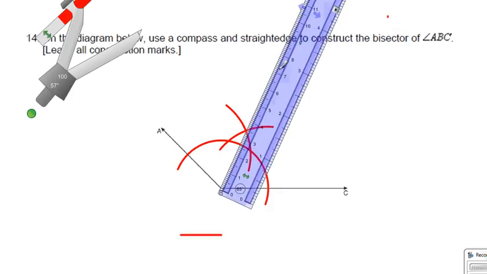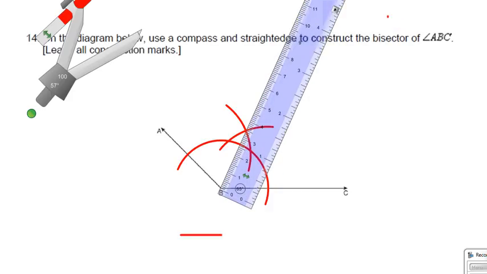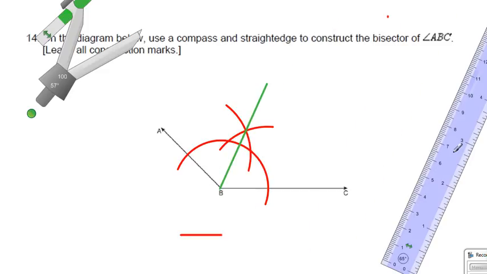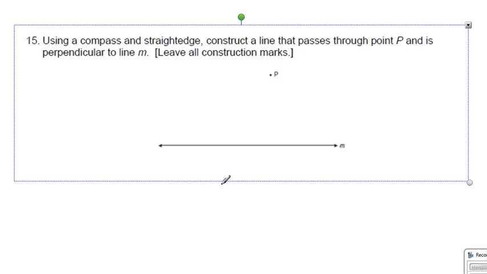That seems to be our line. So I'm going to just draw. Okay. So now what I have done is the green line right over here would have been the angle bisector of the angle ABC. All right, let us move on to number 5.